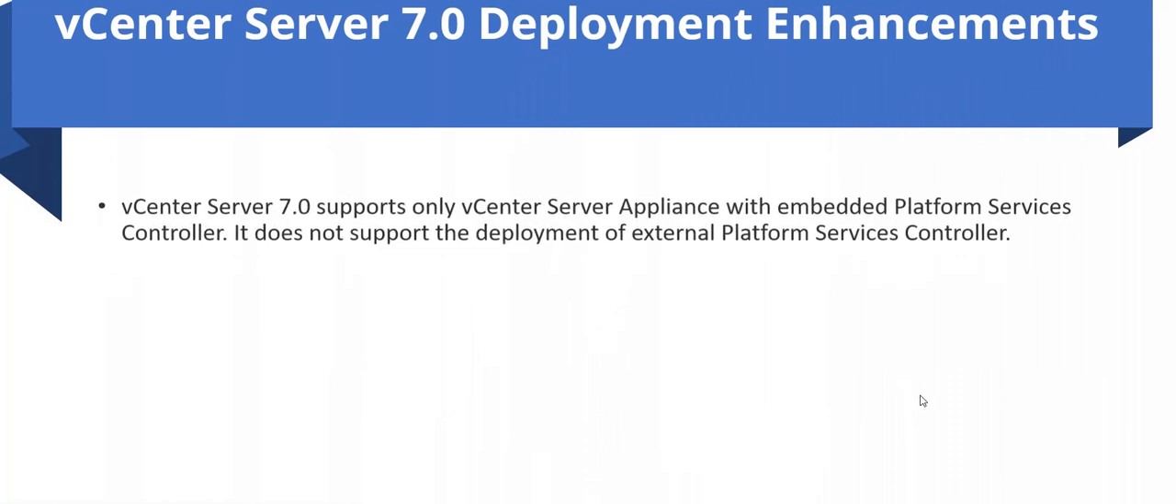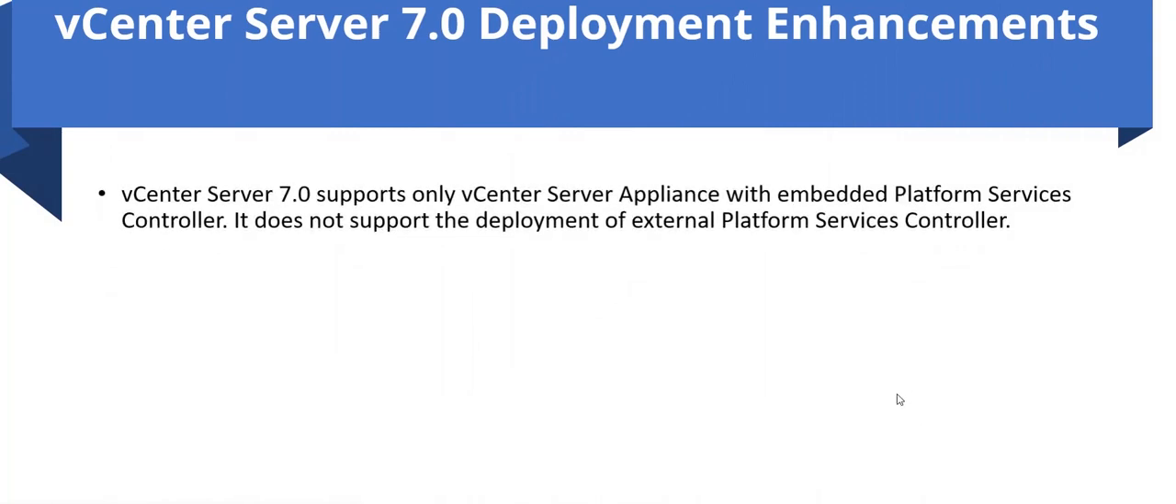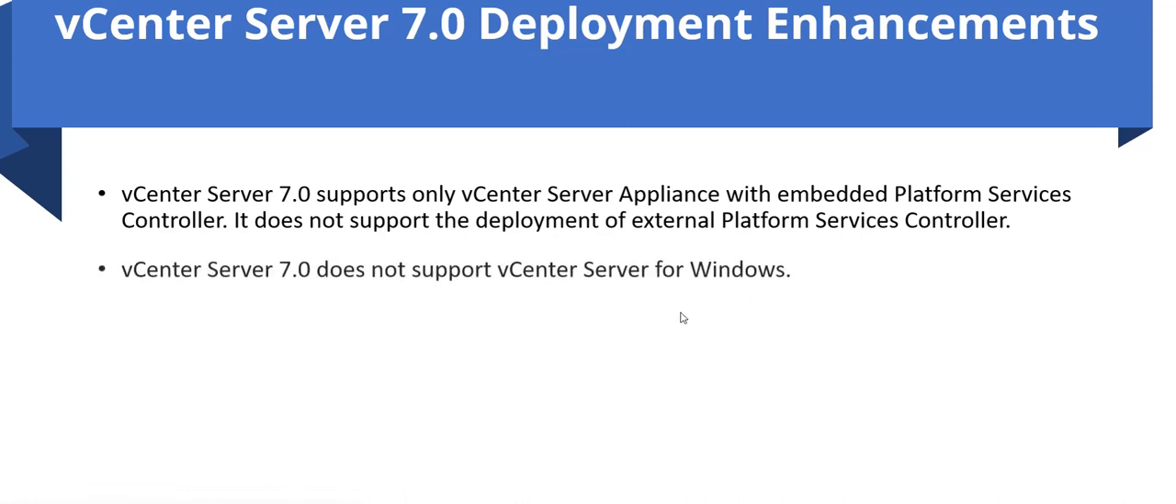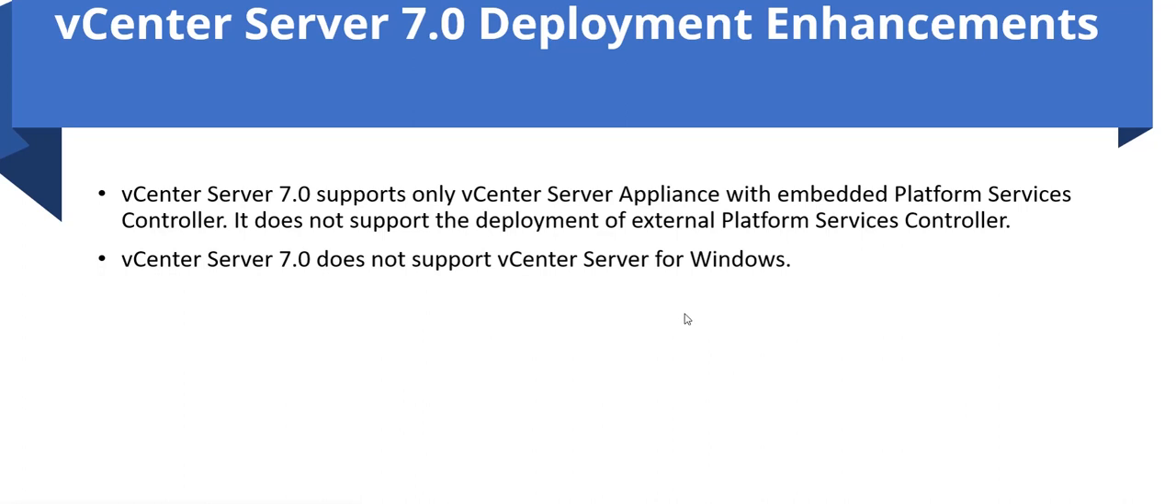This is one of the major enhancements in 7.0 from the vSphere perspective. vCenter server 7.0 supports only the vCenter server appliance with an embedded platform service controller. It doesn't support the deployment of an external PSC, and from 7.0 it also doesn't support vCenter server for Windows, so you cannot deploy your vCenter server on Windows. The only way is through the appliance, which is Photon OS.